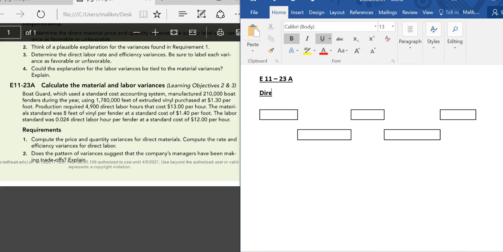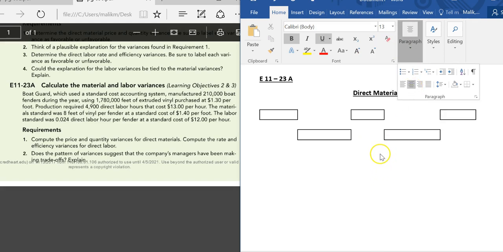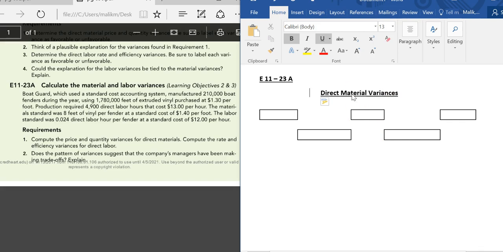I'll write it down. First we are going to do the direct material variances. Remember, we actually will have two types of direct material variances. One is the direct material price variance and another is the direct material quantity variance. So to do the direct material price variance, we basically will use the first and second box. If you check your PowerPoint slides on chapter 11, you should have some idea, but I'm repeating it.